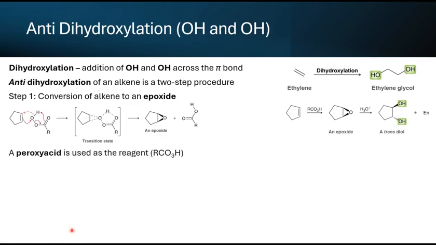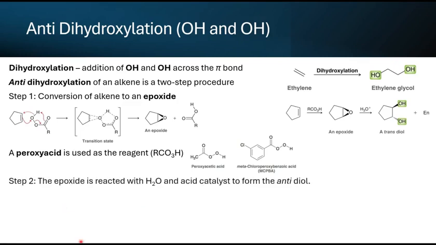The acid that is used in order to have this take place is called a peroxy acid, and it has the general formula RCO3H. Two common peroxy acids are peroxyacetic acid and metachloroperoxybenzoic acid, or MCPBA. Note in both of these acids we have these three O's.